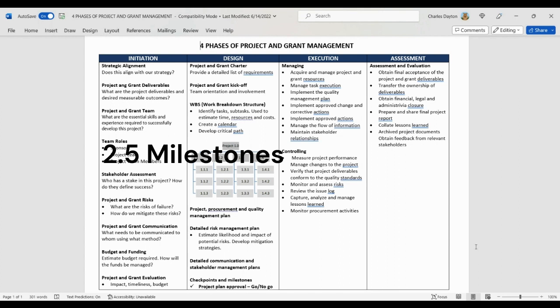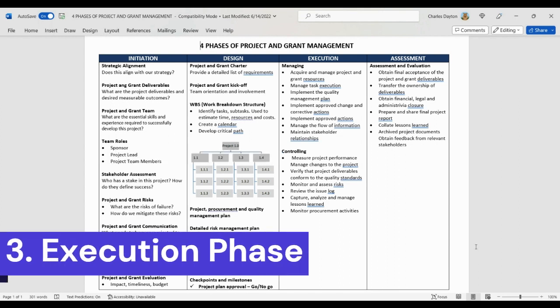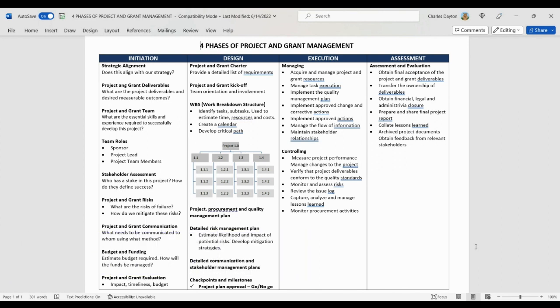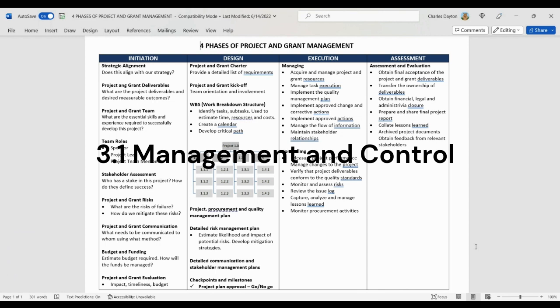The third phase is the execution. This is where the work actually happens. And broadly, we're looking at how do we manage and control the various elements. So much of this falls upon the project lead or the project coordinator to make sure that the tasks are getting executed, the quality plan is being done, the budgeting is occurring, the flow of information is happening, and so forth.